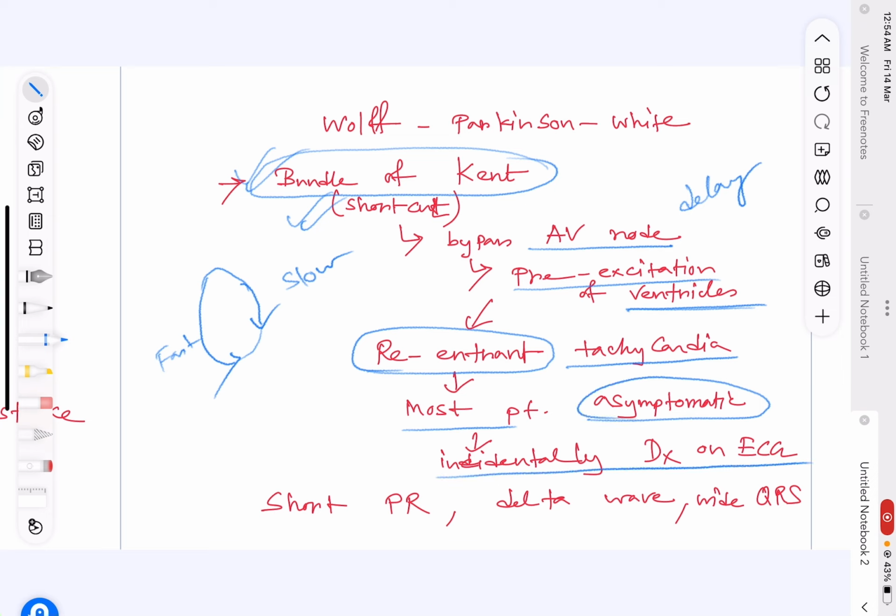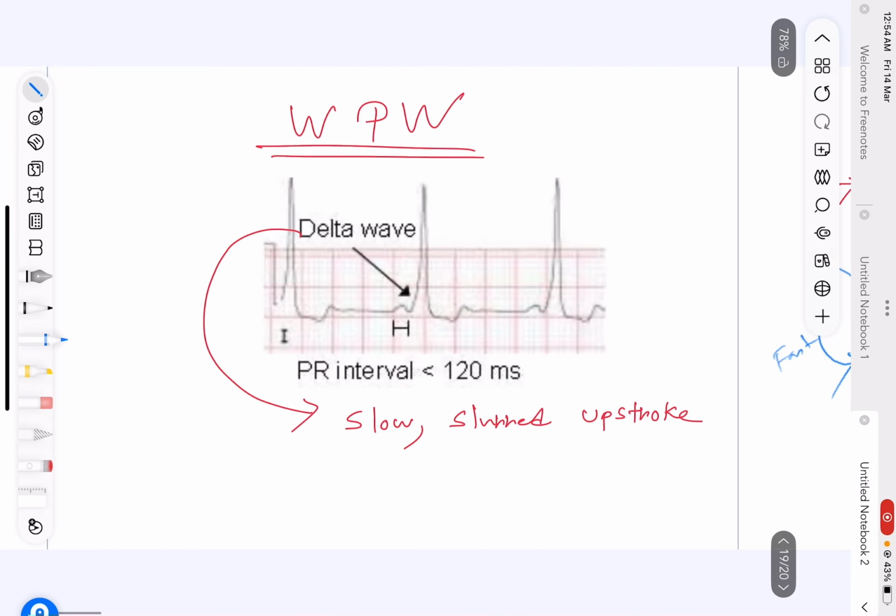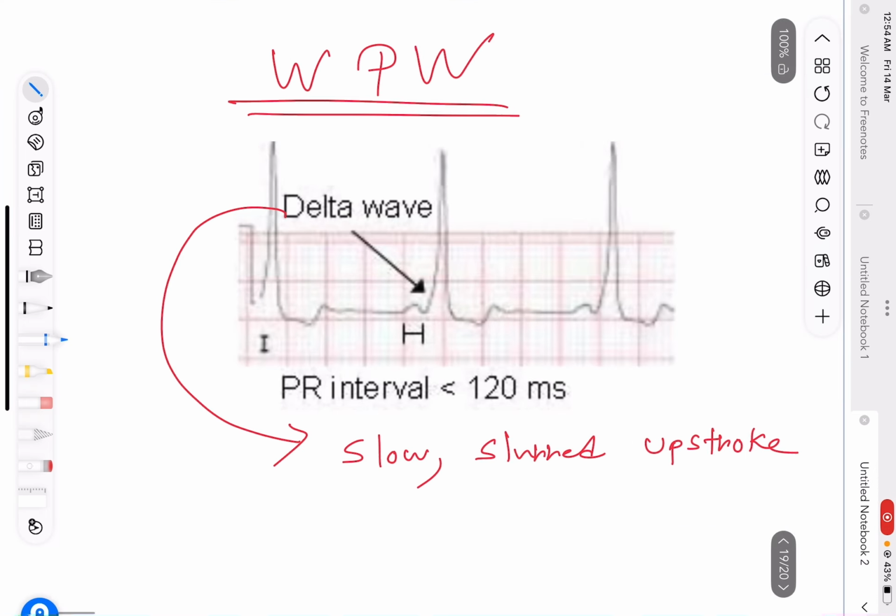Incidentally हम ECG में डिटेक्ट करते हैं. क्या देखते हैं? Short PR, delta wave and wide QRS complex. कैसे दिखेंगे? Very easy. See this. The PR interval is very short. See this PR interval is very short. Okay, you see this delta wave, and the QRS complex is broad, right? This is a broad QRS complex.